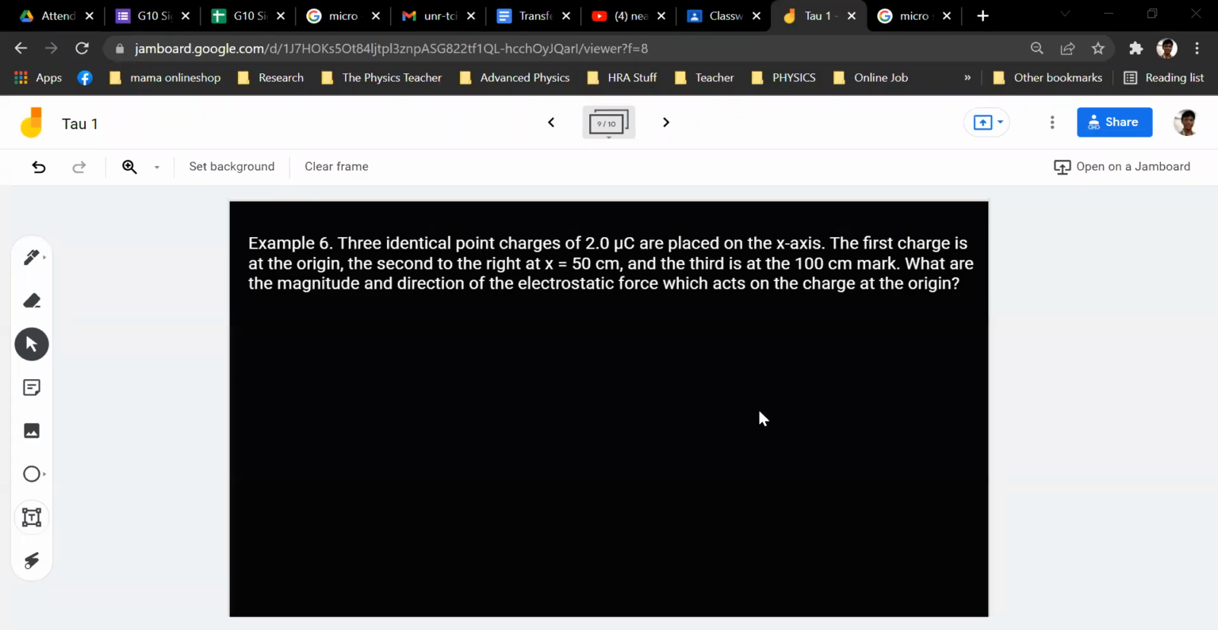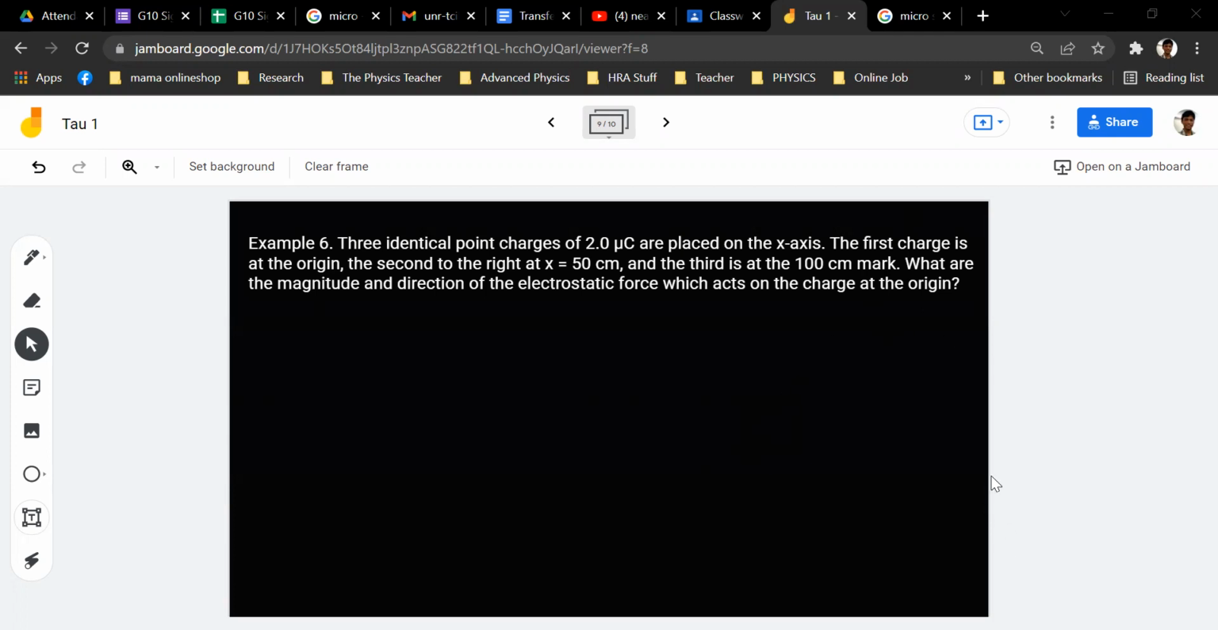Hello, let's solve another problem related to Coulomb's law. This time there are 3 point charges. So 3 identical point charges of 2 microcoulombs are placed on the x-axis.